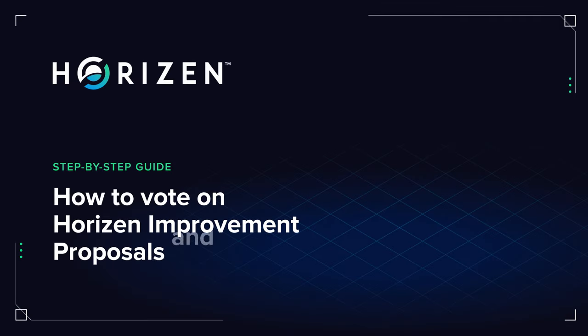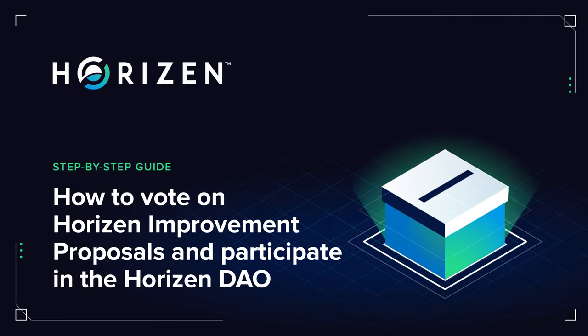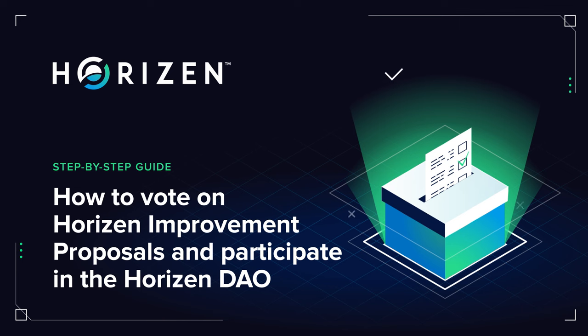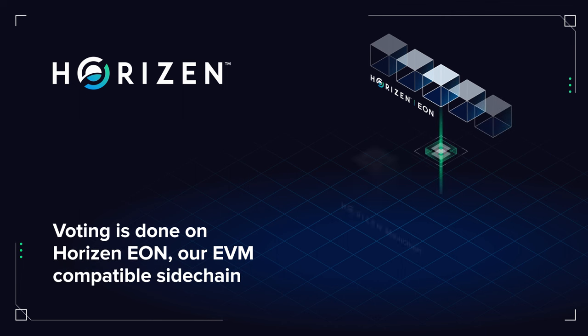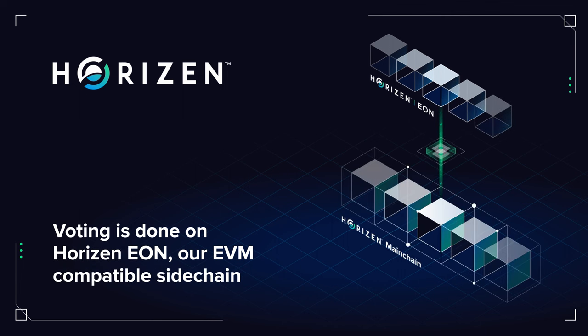Hi everyone! Today, I will show you how to vote on Horizen Improvement Proposals and participate in the Horizen DAO. Voting in the Horizen DAO is done on Horizen Eon, an EVM-compatible sidechain on Horizen.